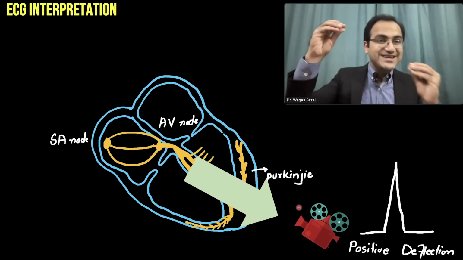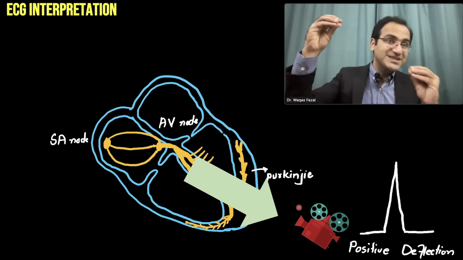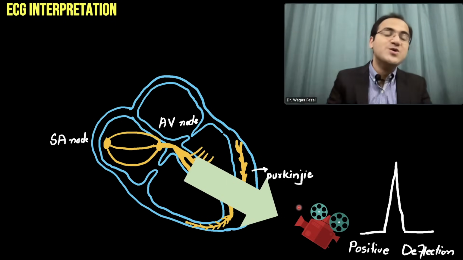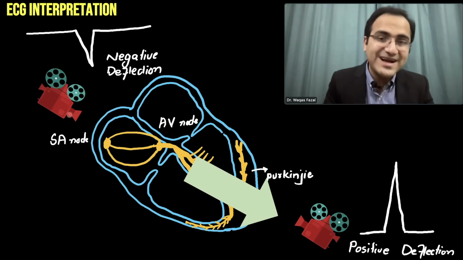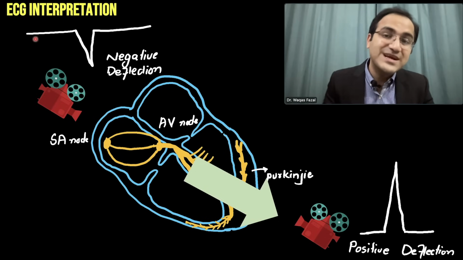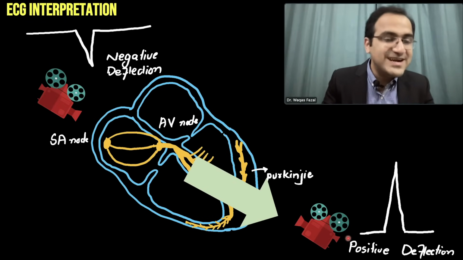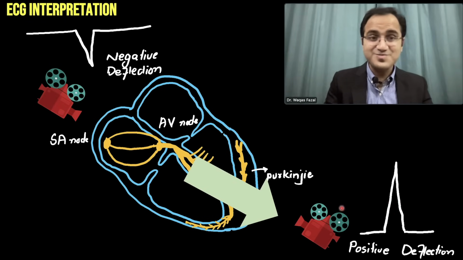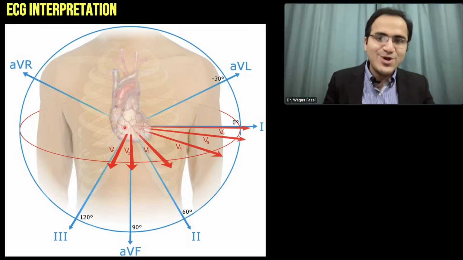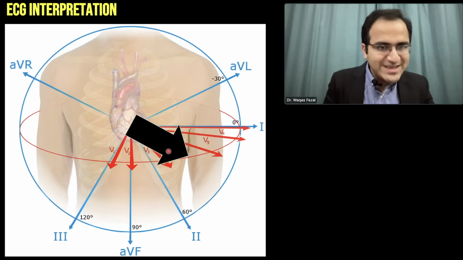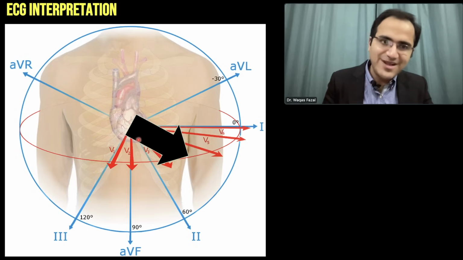If there is a lead that is present in front of this current flow, that lead will show a positive deflection. And if a lead is present behind the current flow, that lead will capture a negative deflection, because the current is moving away from this lead. Current flowing towards the lead shows a positive deflection. Now if you see in this picture, the current is flowing in the normal vector of the heart in the left lateral direction.